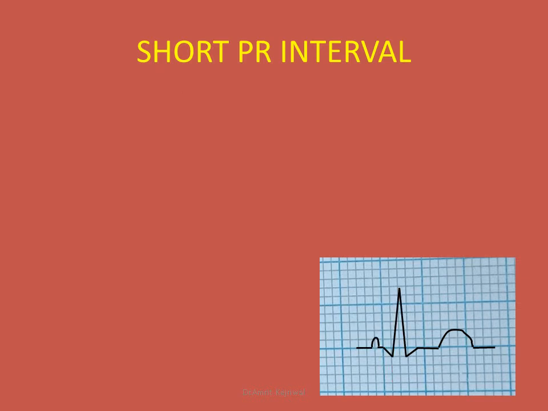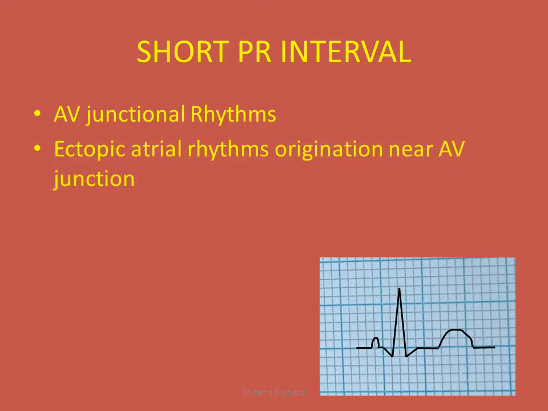A short PR interval can be seen in other conditions also, such as AV junctional rhythms, ectopic atrial rhythms originating near the AV junction, or it can be a normal variant. You can see over here, this is a short PR interval.